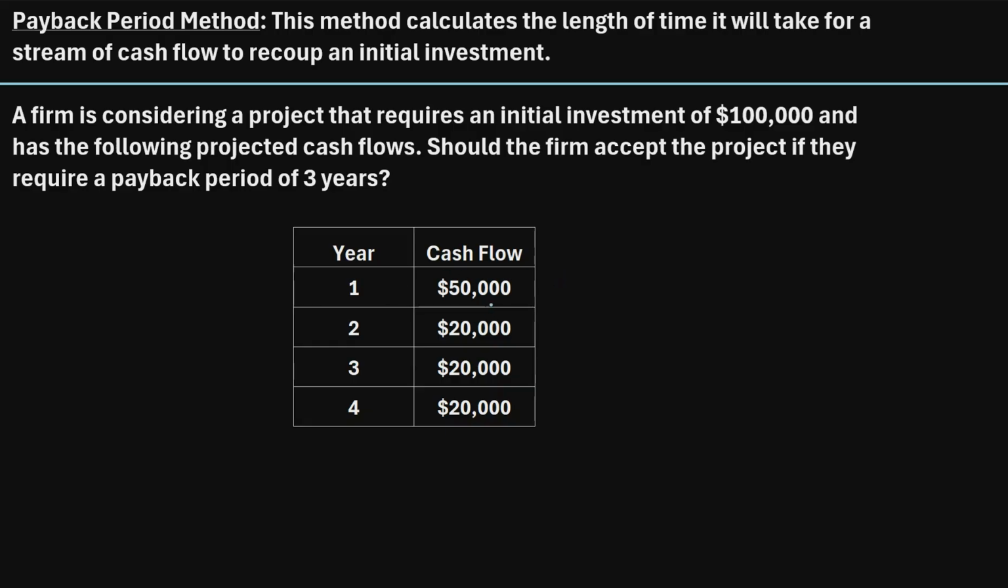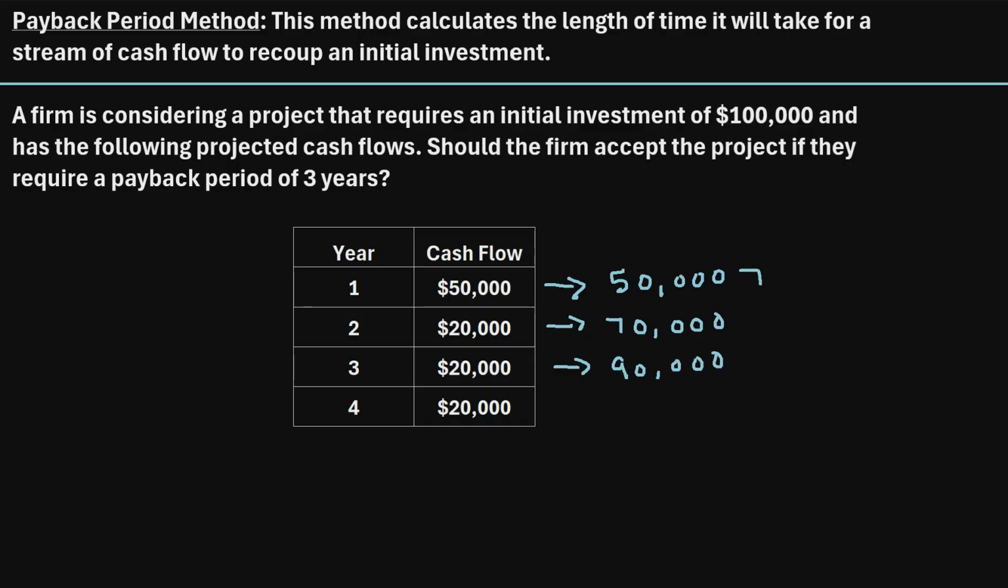So if we look at our table here, we can see that in year 1, we think this project will cash flow $50,000. So after 1 year, we should be getting $50,000 back. Now in year 2, we expect to cash flow $20,000. So after these 2 years, we expect to have a total of $50,000 plus $20,000, which is $70,000. So after 2 years, we'll have $70,000 of our money back. Then in year 3, we cash flow another $20,000. So that brings our total up to $70,000 plus another $20,000, which is $90,000.